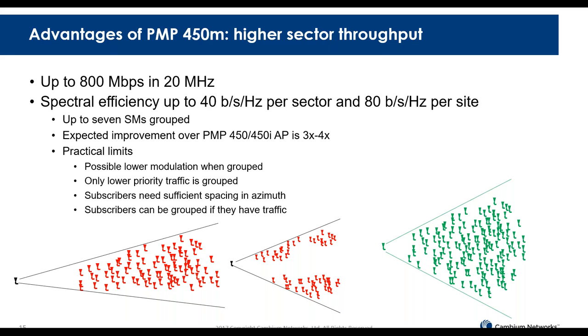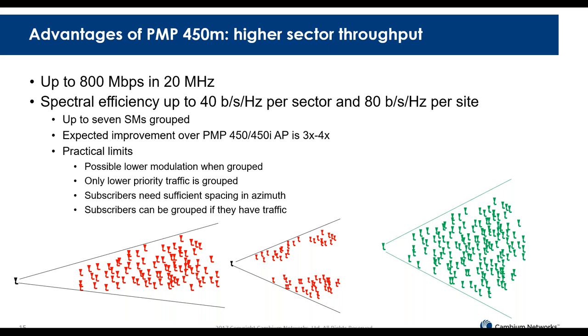So if a sector has a large volume of short packets or VoIP packets, high priority packets, that's something to take into account because that will not be grouped. So we're not part of this expected improvement. Another consideration is that the subscribers need to have sufficient spacing in azimuth. We talked about the subscribers having a minimum separation among them for them to be groupable.